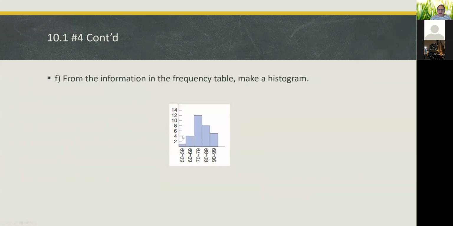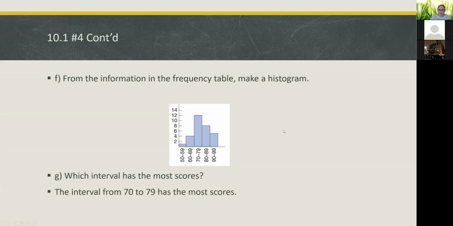Here's a histogram. When you make a histogram, the bars do touch. When you make a bar graph, the bars don't touch. When you make a histogram, that's because your input values are numerical values where you could change how you're grouping your numbers together. Then it asks which interval has the most scores. For that, we're looking at the highest bar. And we can see that's the interval from 70 to 79.